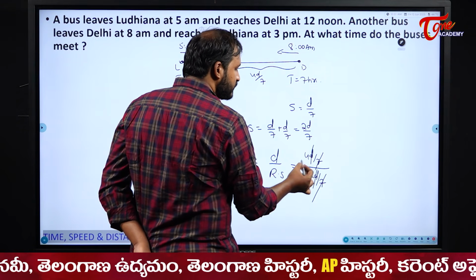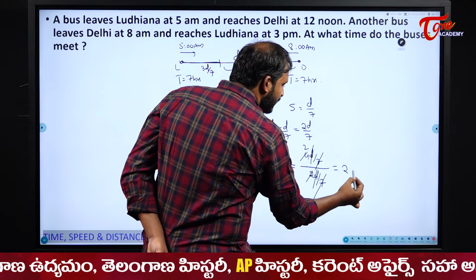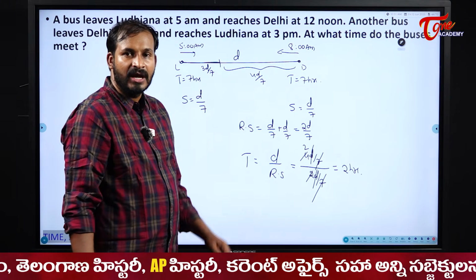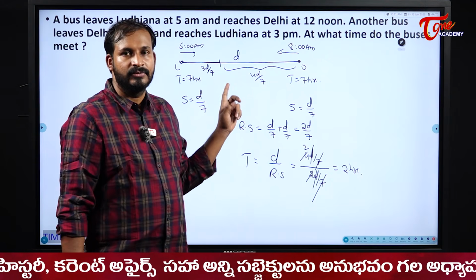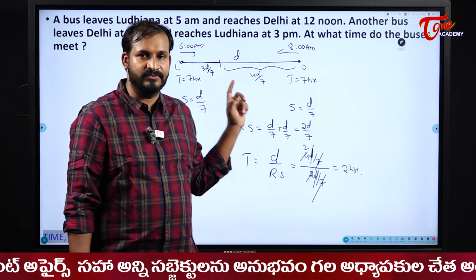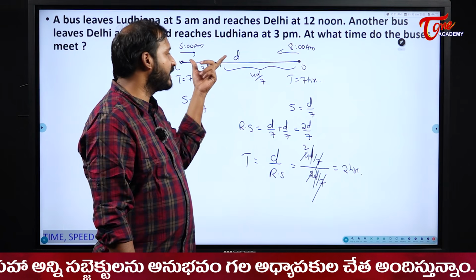DD will get cancelled. 2 1s are 2, 2 2s are 4. That means they both will meet after 2 hours. Now, tell me for what time I should add this 2 hours? To 8 am. To 8 am I should add this 2 hours, because we are equaling the time to 8 am.